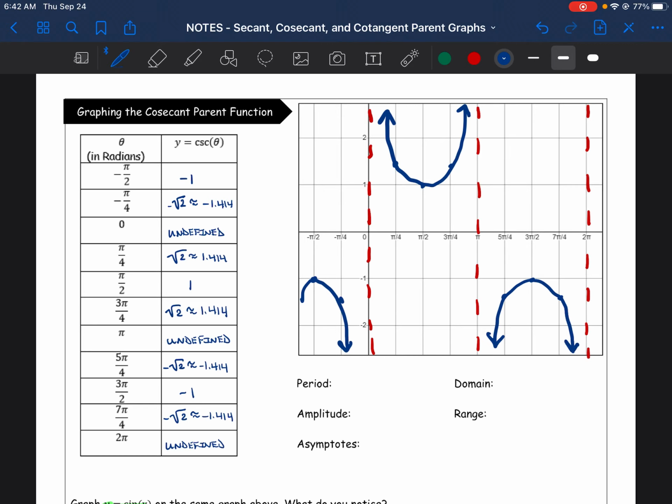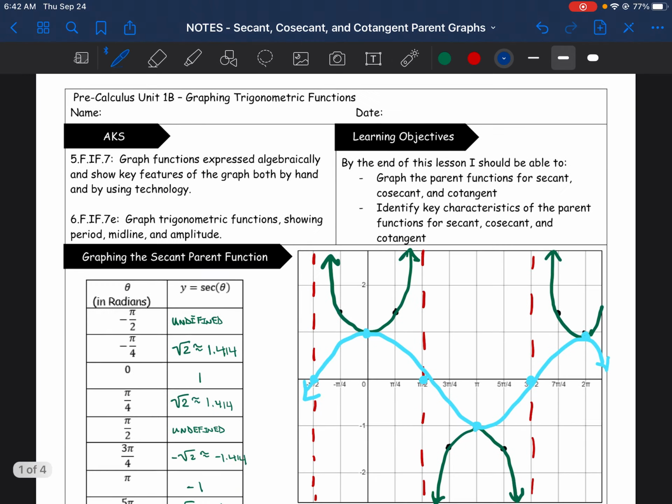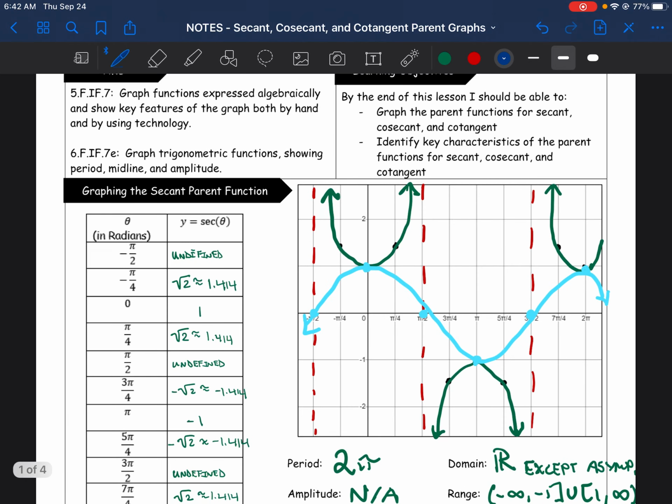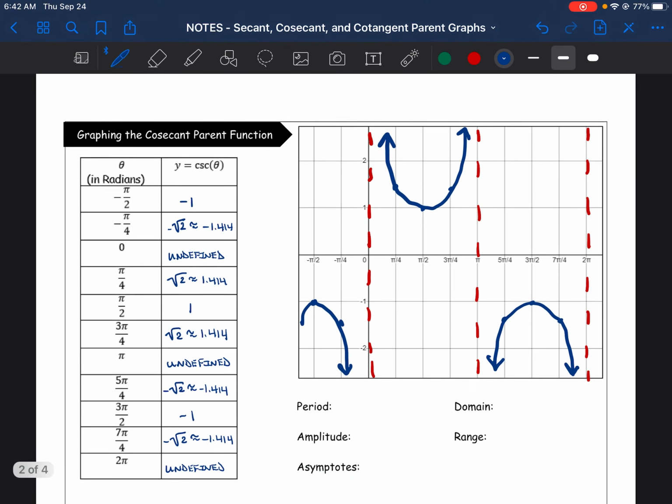So we can see the graph of y equals cosecant of x looks very similar to the graph of y equals secant of x, but horizontally shifted. And we can see that because here the asymptotes are 0, pi, 2 pi, whereas when we were looking at y equals secant of x, the asymptotes were at negative pi over 2, pi over 2, 3 pi over 2, and so on. But the shape of the graph is the same.